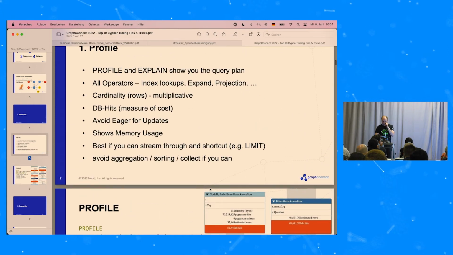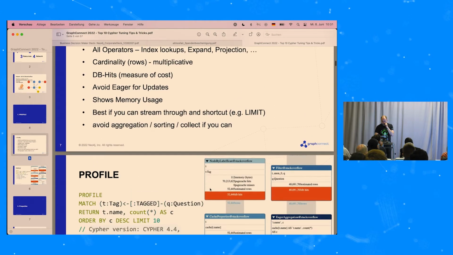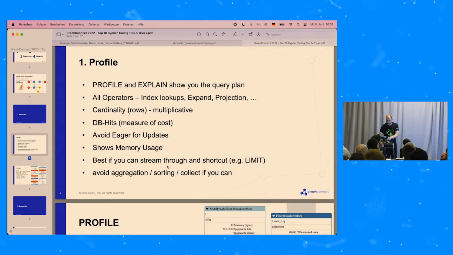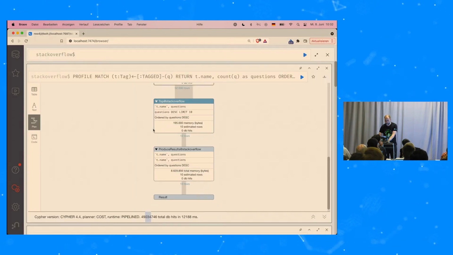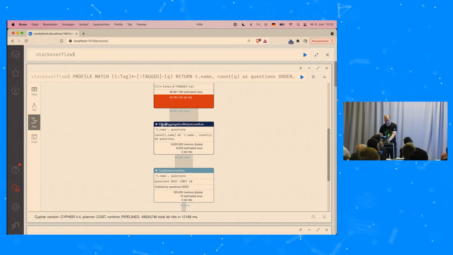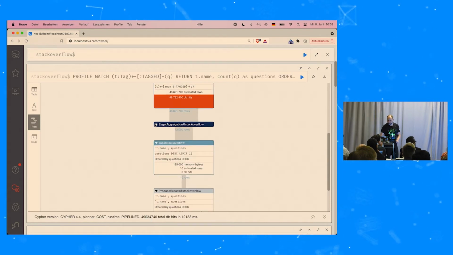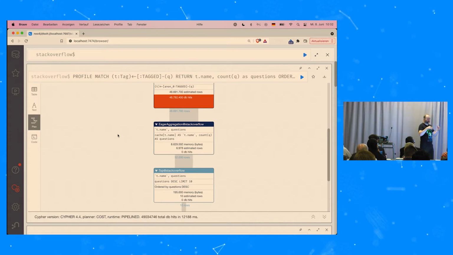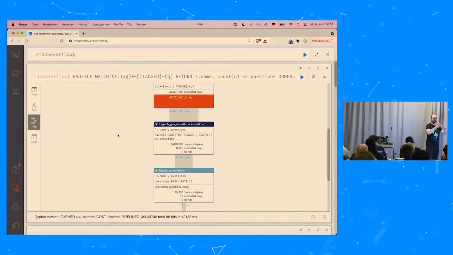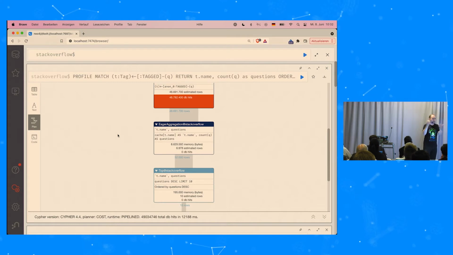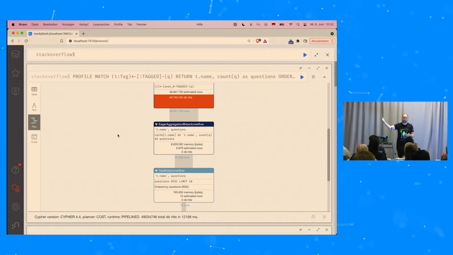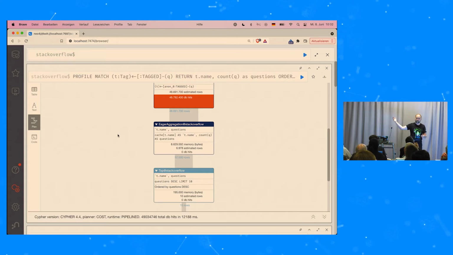What else did I want to say for profile? Yeah, in general, you should avoid stuff that has eager in its name if you want to push through a lot of data. There are two eager operations. One is aggregation. You can imagine if you have to aggregate, it needs to pull in all the results to aggregate them into buckets, right? So that's one operation where it can't stream all the way from the database to the client.